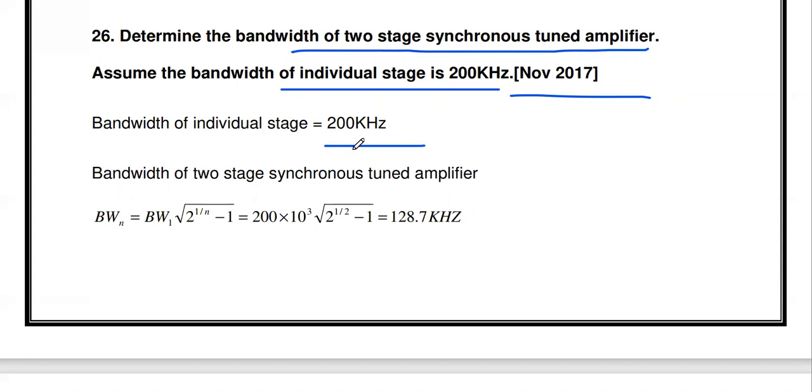If two such stages, so the number of stages equals 2, the bandwidth is, you know the formula, BWn equals BW1 square root of 2 to the power 1 by n minus 1. BW1 is 200 kilo, into square root of 2 to the power 1 by n, where n is 2, minus 1. Substituting, we get 128.7 kilohertz. So from the single stage 200 kilohertz, if two such stages are cascaded, the bandwidth is reduced to 128 kilo.